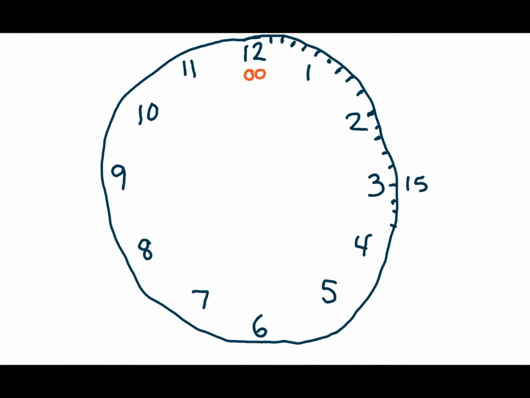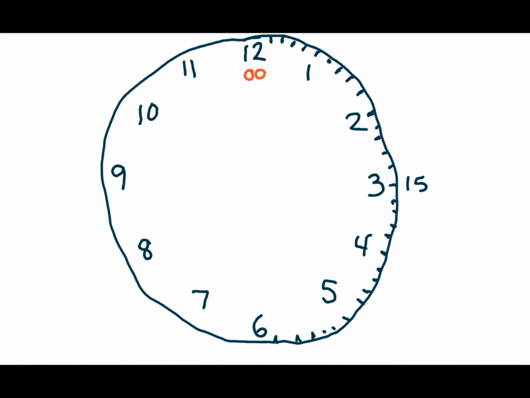17, 18, 19, 20. When we're at the 4, boys and girls, it is 20 minutes. 21, 22, 23, 24, 25. When we're at the 5, boys and girls, we're at 25 minutes. Continue. 26, 27, 28, 29, 30. When we're at the 6, boys and girls, we're at 30 minutes.